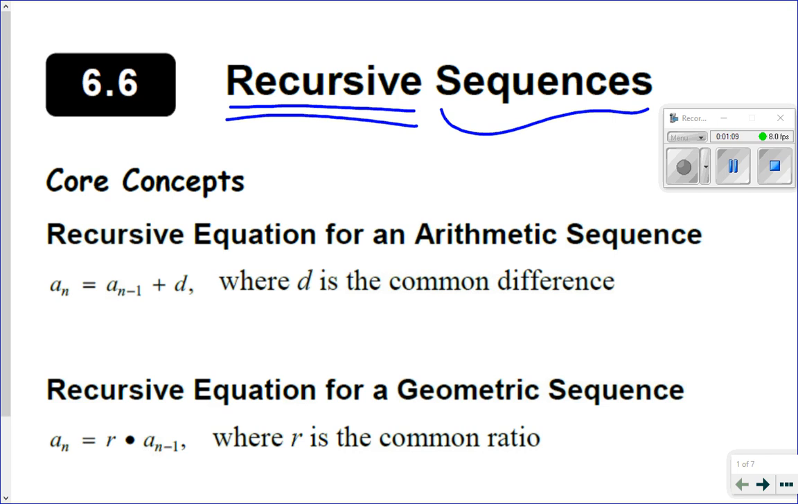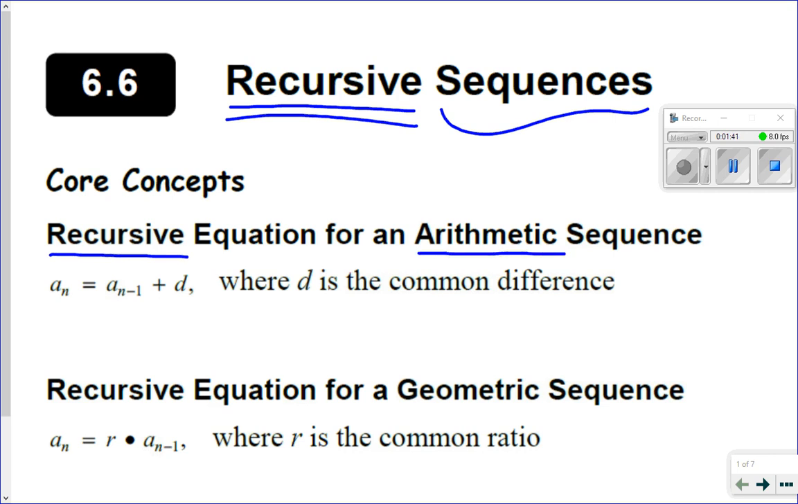So if we look at the arithmetic sequence, for example, we know that it has the type of pattern where you're adding a common difference every time. We played around with those in the previous lesson, and the explicit formula allowed us to jump ahead to any other term or nth term. Okay, now let's look at how this recursive arithmetic sequence looks different.